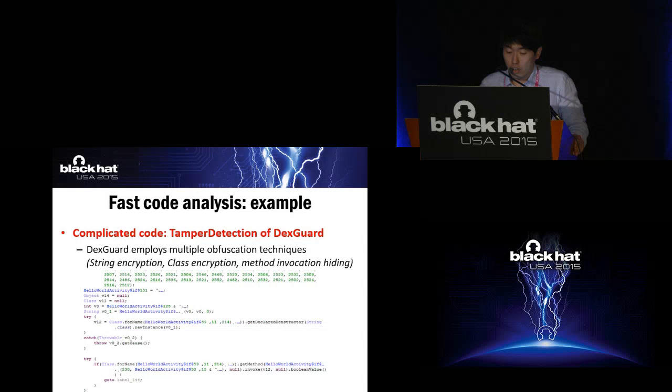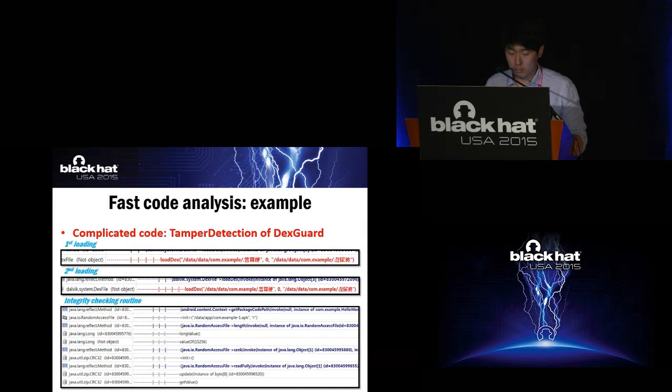Now, I'm going to analyze a tamper detection sample of DexGuard. This sample does some tamper detection behaviors, and it is obfuscated using string encryption, class encryption, and method invocation hiding of DexGuard. This snippet is a part of the tamper detection sample. If you see this, you can see all methods are hidden by obfuscation. By the way, if you see the code with this log, you can obviously distinguish the behaviors of the code.